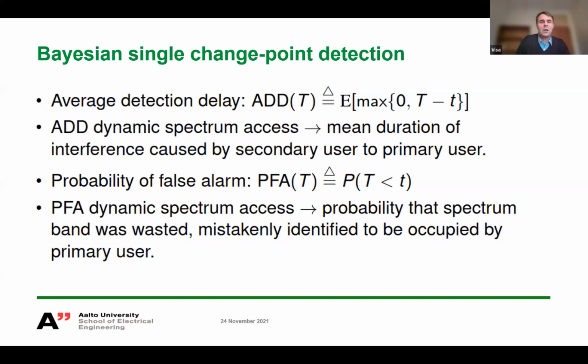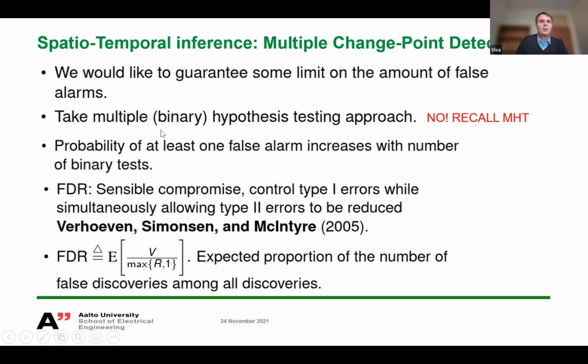Then the probability of false alarm means that you declare a change before it has actually taken place. That would basically mean that you think the spectrum is occupied even though it's not, and therefore the spectrum would remain underutilized. Okay, so that was the basic idea of single change-point detection, and then we move to multiple change-point detection.